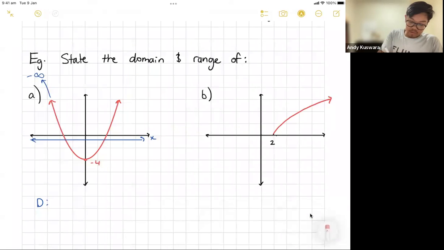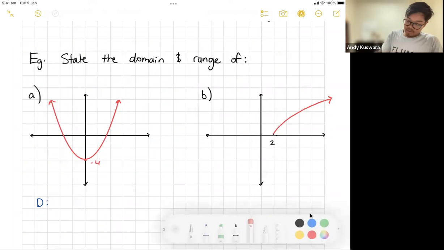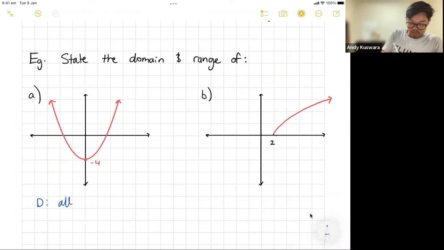So in this case, the way that we would write it is you would write all real x. Or sometimes what they'll do is they'll say something like this: the domain is going to be between negative infinity and positive infinity, not including them. So we use our curved brackets.